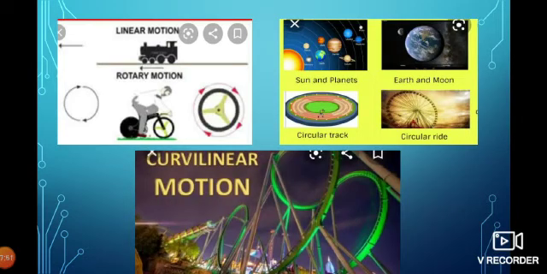And curvilinear motion, the roller coaster is the example for curvilinear motion, and the pendulum is the example for oscillatory motion.